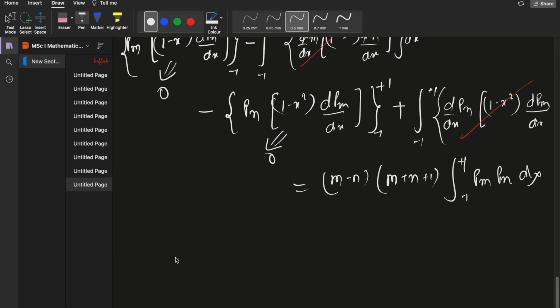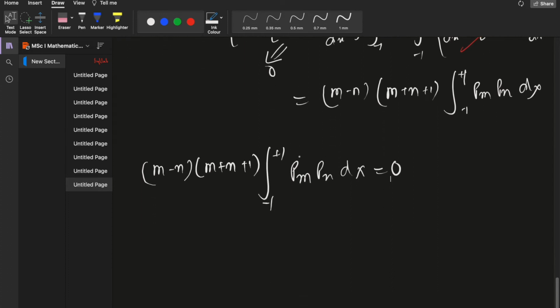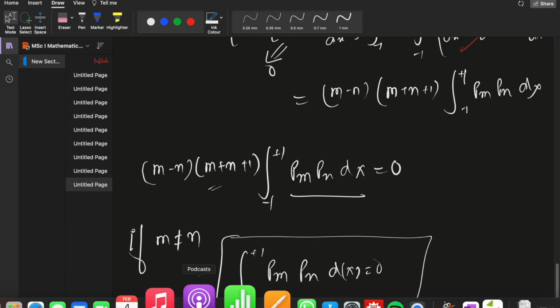So the left quantity, I take it, m minus n, m plus n plus 1, integral minus 1 to plus 1 Pm Pn dx, is equal to 0. Why? Because the left hand side, all terms are 0. So when m and n are not the same, we can say the integral from minus 1 to plus 1 of Pm(x) Pn(x) dx is 0. This is the first property, the orthogonal property of Legendre polynomial.